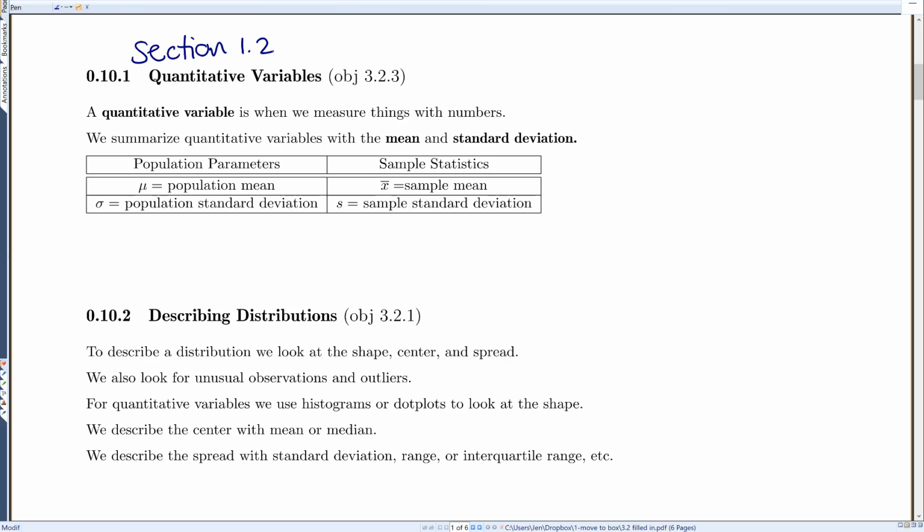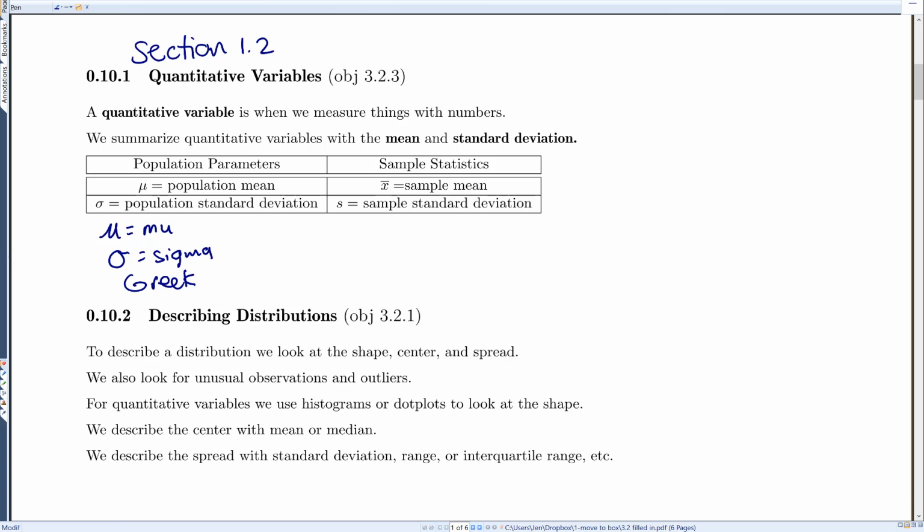Remember, a quantitative variable is when we measure things with numbers, and we summarize quantitative variables with the mean and standard deviation. So we can have our population parameters. Mu is our population mean. Sigma is our population standard deviation. So let's make ourselves a note. This is mu, and this is sigma. Those are Greek letters, because we use Greek letters for our parameters.